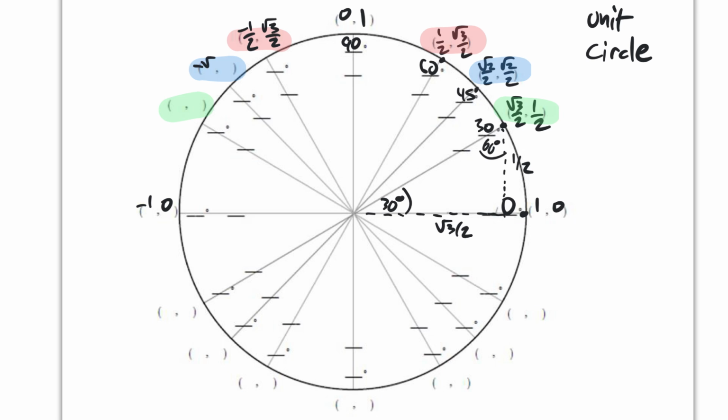This would be a negative on the x, but same on the y, so negative root 2 over 2 and root 2 over 2. This would be negative root 3 over 2 and 1/2, and down at negative 1 and 0. Now these angles again, this is going to be 30 more, so 120, 135, 150, and 180, all degrees.